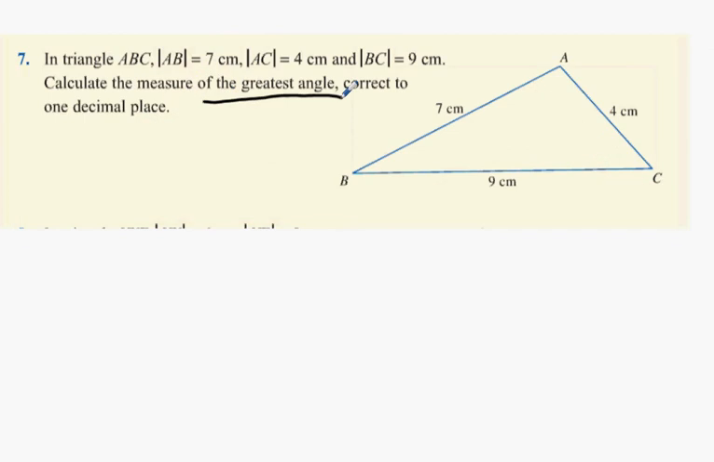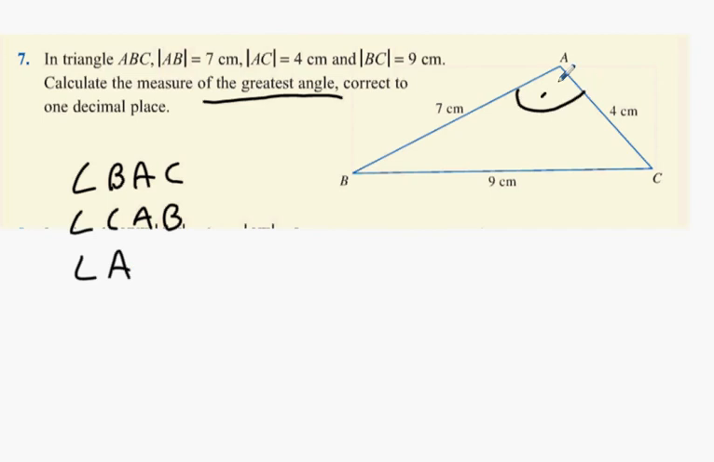Which one's the greatest angle? B. You could write it two ways. You could call it the angle BAC. You could call it the angle CAB. You can call it angle A. You could label it with your own letter and call it angle X if you want.